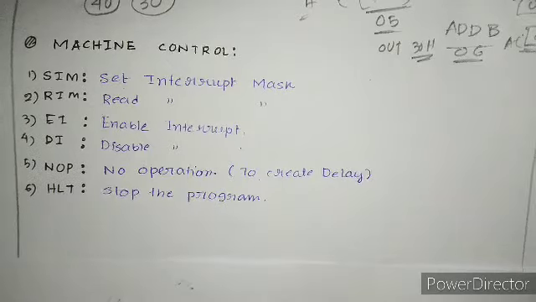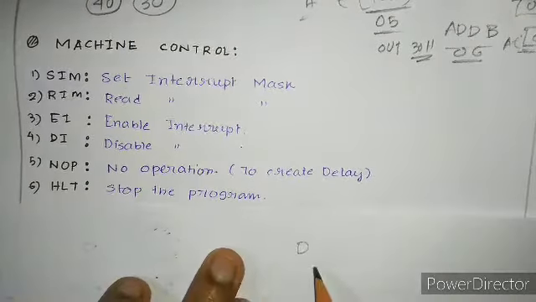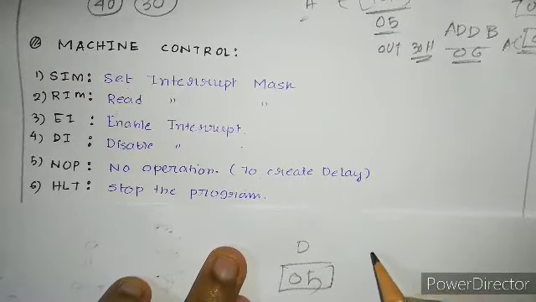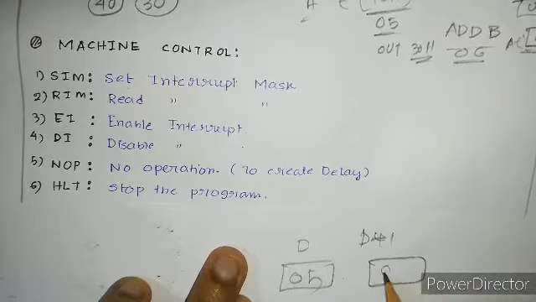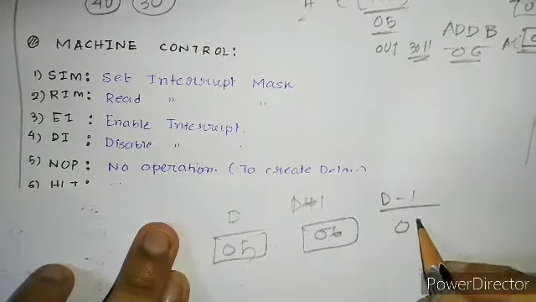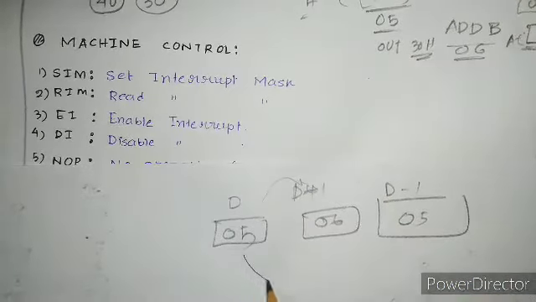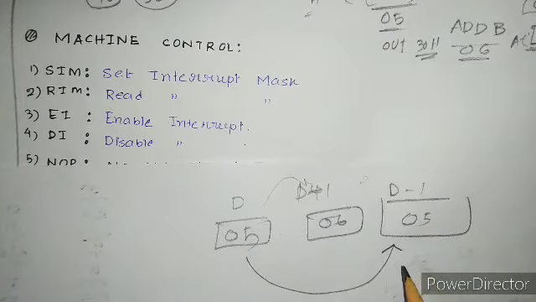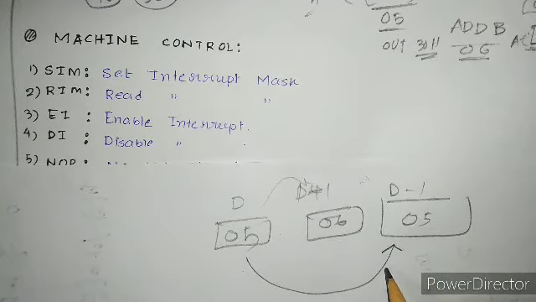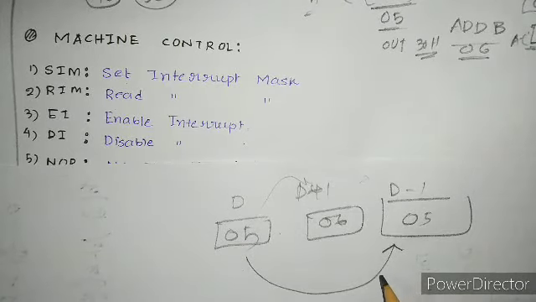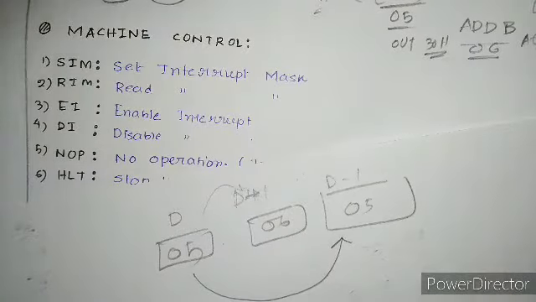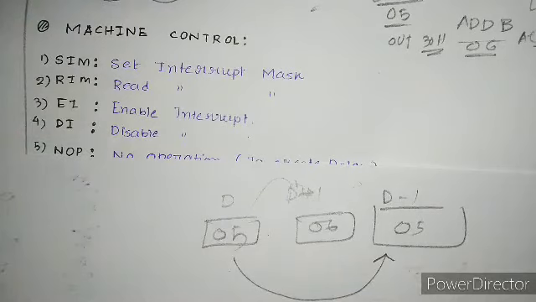So for example, suppose we had some data in D, 05. We increment D by 1, so this will become 06. Again D minus 1, so this will become 05. So why do we need to perform these two instructions when we get the same result? We just use this for delay. At the end of the day, you don't change any values, but we use it for delay. But if we use these instructions, then this affects the flag registers also. Even if we want to create delay, the other registers can get affected, right?